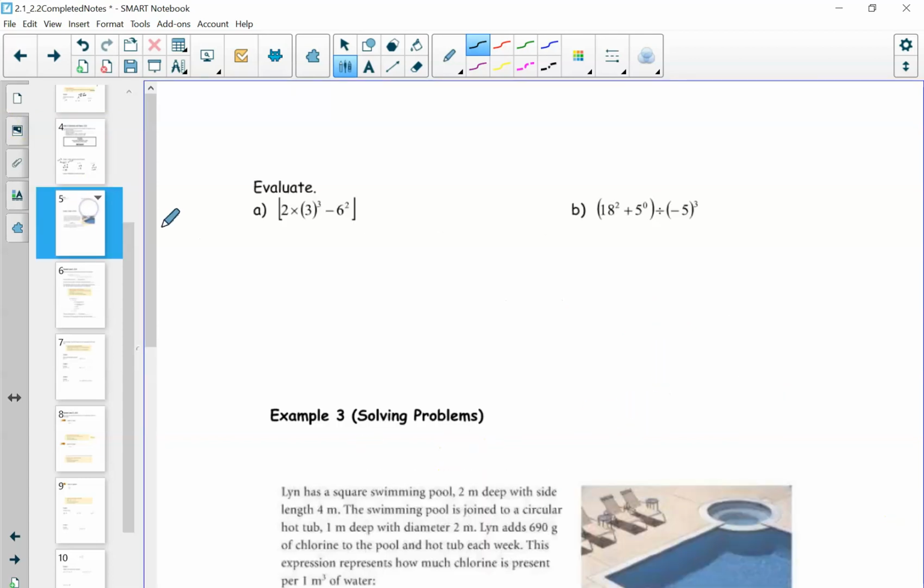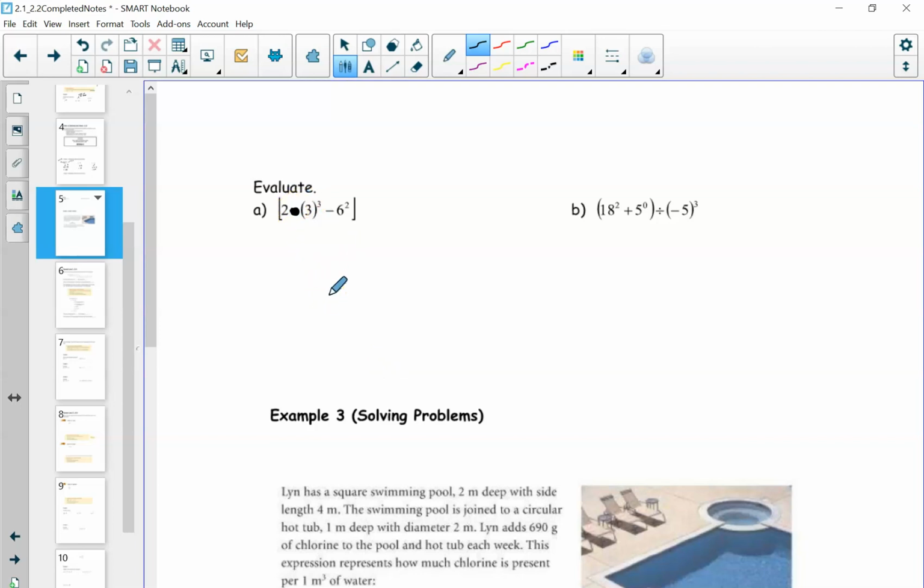That example is actually on the next page. Now we're getting a bit more complex. We've got different types of brackets. We've got some negative signs. They use the old X for multiplication, which I hate because we're going to be doing some variables this year. So I'm just going to change that to the dot.